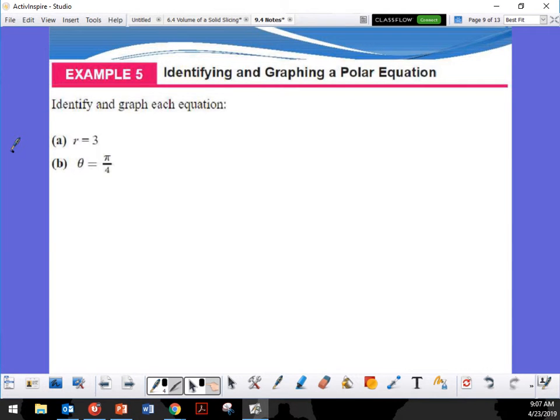Identifying and graphing polar equations. All right, so when we were talking about this, this is still polar, right? The thing that we changed yesterday was rectangular. So we're just going to identify this. So now this would be my R.